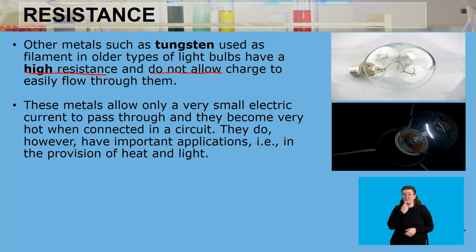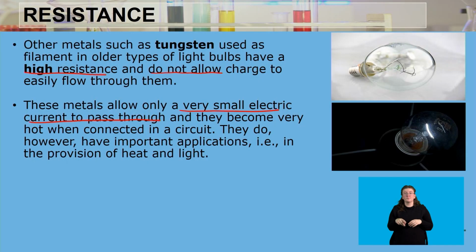So now, these metals allow only a small electric current to pass through, and they become very hot when connected in a circuit. Remember, once there's a resistance between the electricity flow and the conductor, that resistance is going to cause the conductor to heat up. Now, because these old light bulbs had a high resistance, that also means that the heat generated is also going to be high, right? They are going to become very hot when they are connected in a circuit.